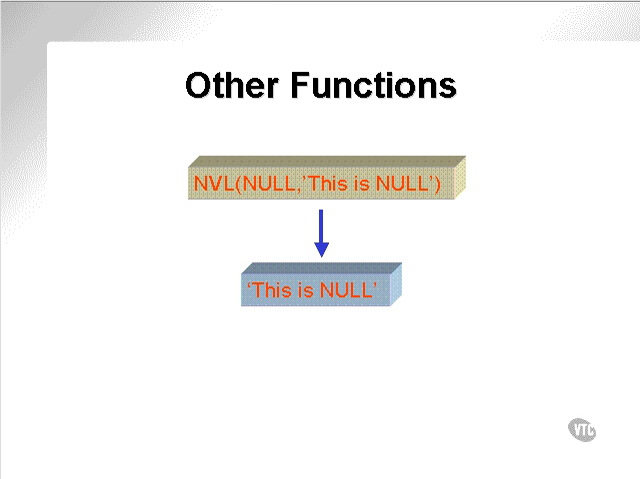Other functions, or miscellaneous functions, are functions provided by Oracle which cannot really be classified as date, number, or data type conversion functions. Data type conversion functions we will see shortly. What is this example? This example is the NVL function, which effectively replaces a null value with another value. When you find a null, replace it with something such as "this is a null".